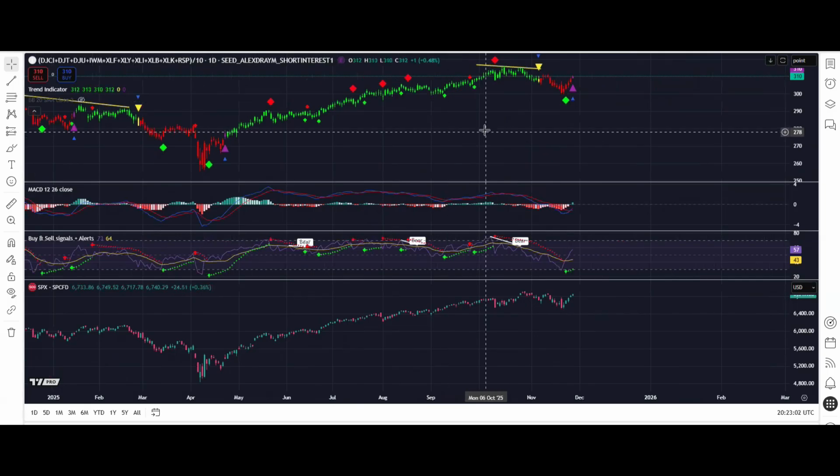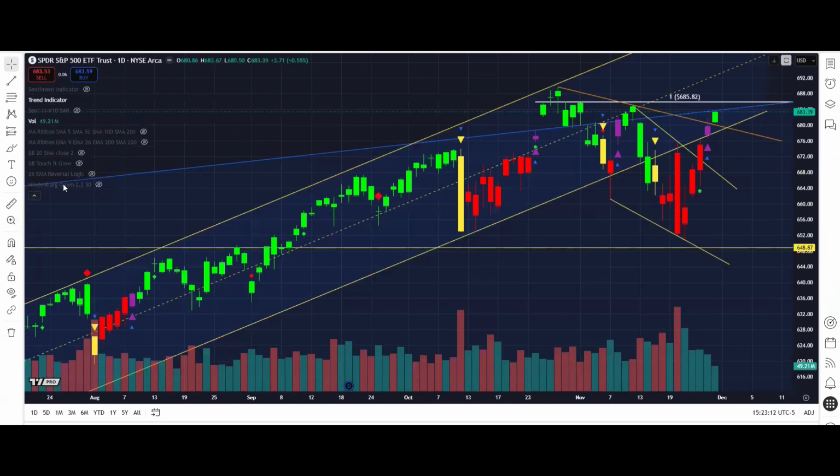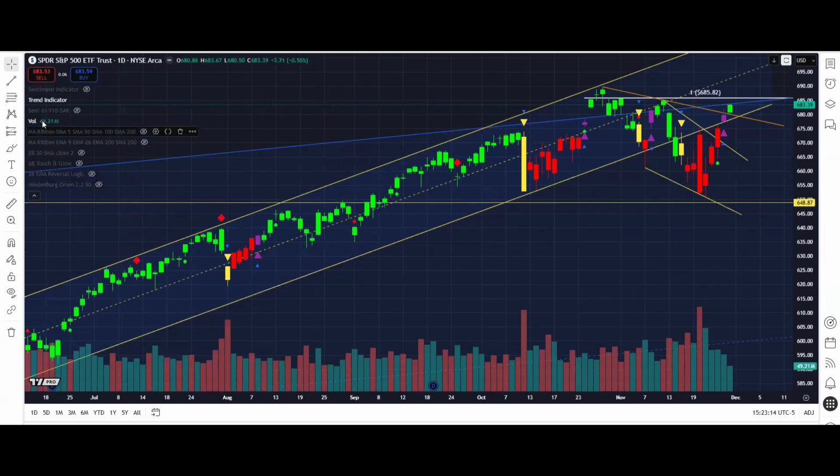I am quite cautious with the market here at the moment. I think a lot of caution does need to be applied at the moment, especially when we consider the fact that we've been trading inside that parallel channel. Let me turn some of this off so it's a bit cleaner.